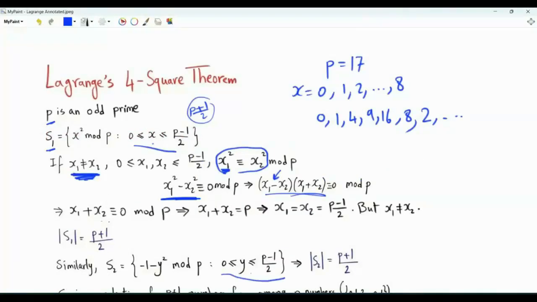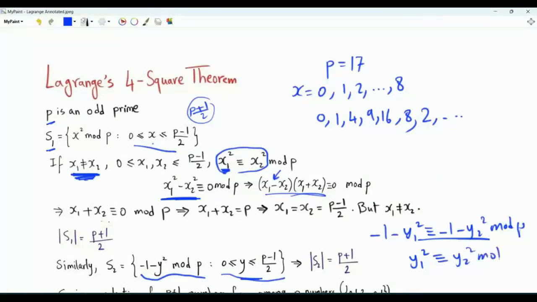Set S2: here we take the numbers, again between 0 and (p-1)/2, but what we compute is not y squared mod p, but minus 1 minus y squared mod p. But using the same idea, if we have y1 not equal to y2 in this range, then if we equate, we will find that we should have y1 squared congruent to y2 squared mod p. But this will lead us to y1 congruent to y2 mod p, but they are distinct. So again, those generated values will be distinct, and the cardinality of set S2 is also (p+1)/2.